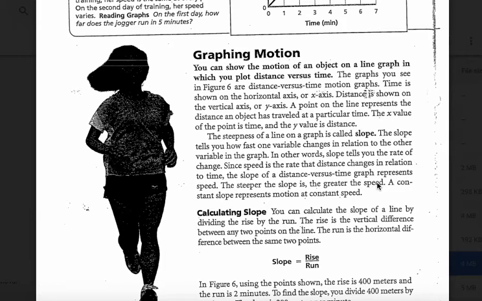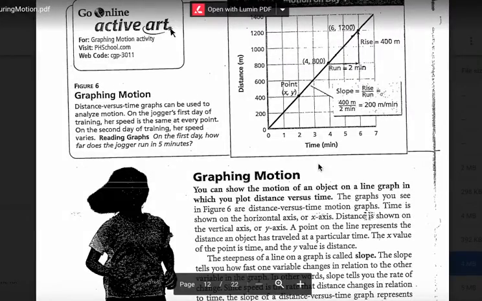The steepness of a line on the graph is called slope. The slope tells you how fast one variable changes in relation to the other variable in the graph. In other words, slope tells you the rate of change. Since speed is the rate that distance changes in relation to time, the slope of a distance versus time graph represents speed. The steeper the slope is, the greater the speed. So the steeper the line is on the graph, the greater the speed. A constant slope represents motion at a constant speed. So if it's a straight line, that means it's going at a constant speed. Straight meaning it's not bending.